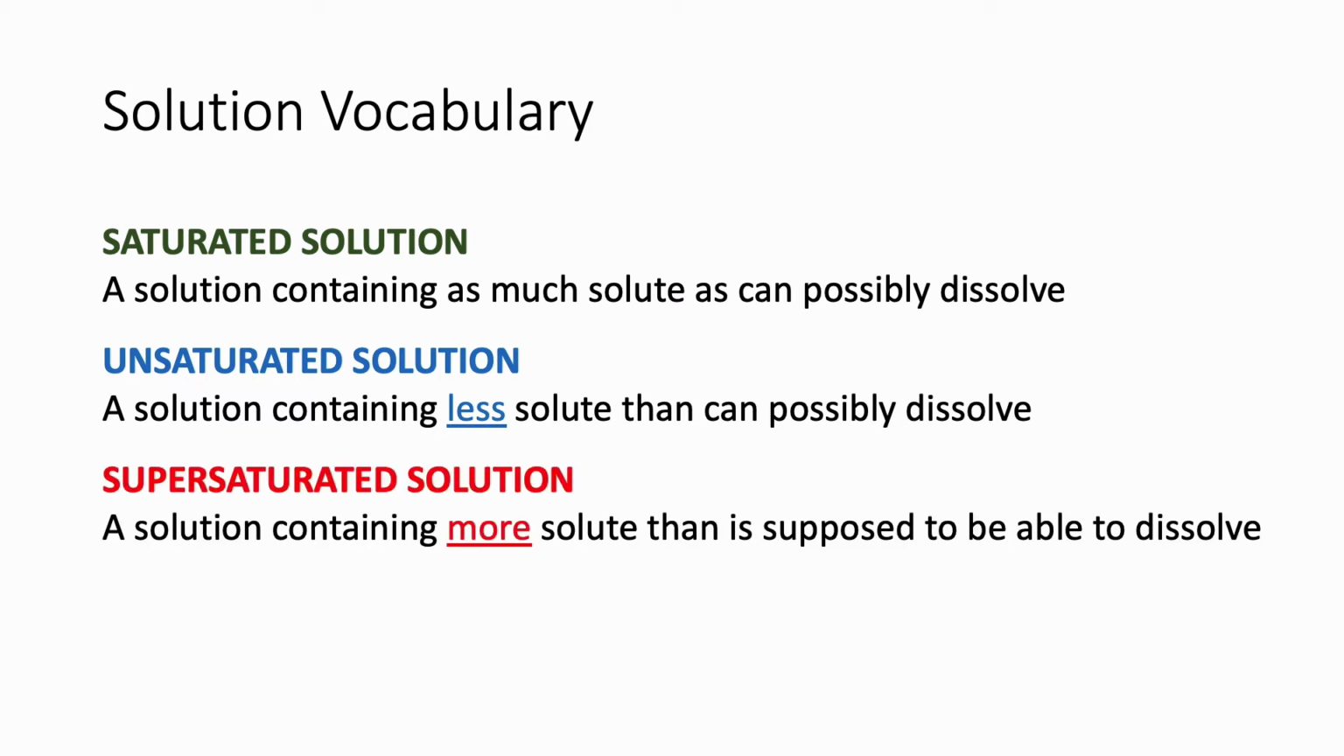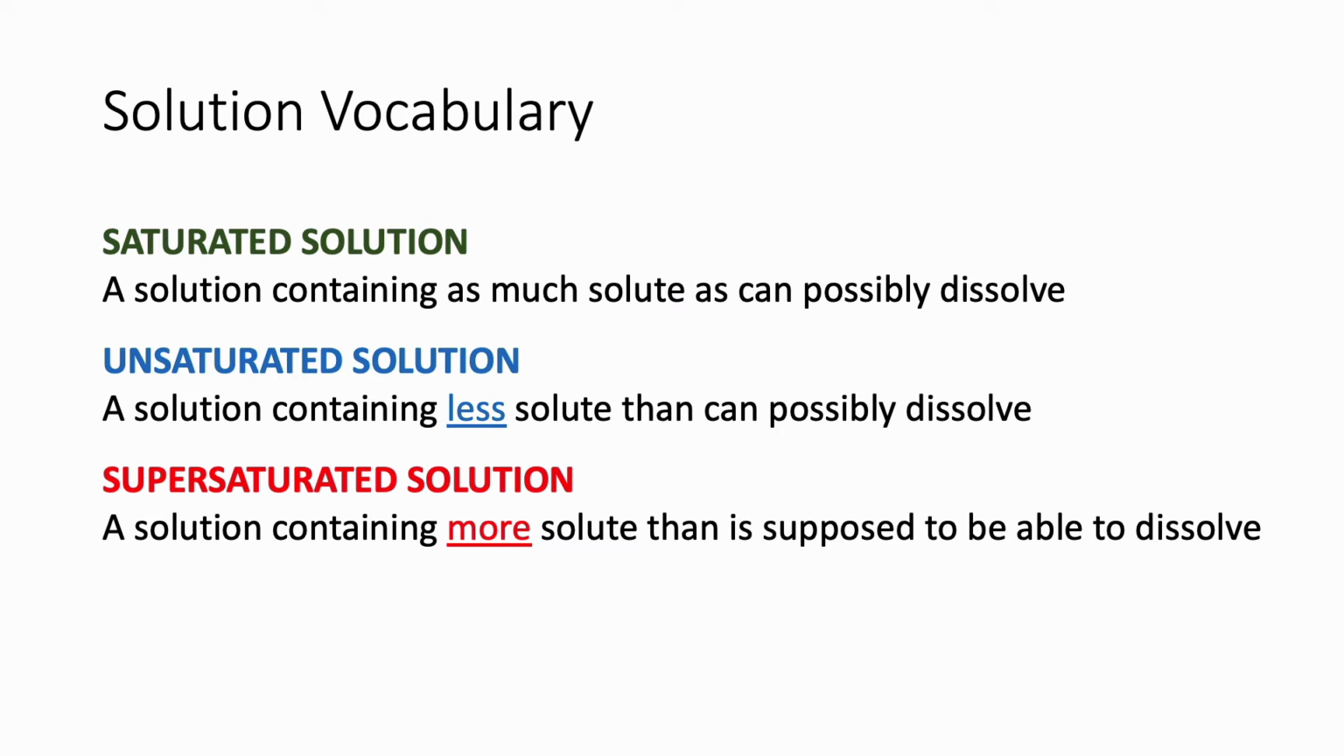Then there is a thing that is called a supersaturated solution, and that is a solution that contains more solute than you're supposed to be able to dissolve. So there is a theoretical limit, and somehow we have ended up with more than that theoretical limit. And usually this happens if you change temperatures, because our KSPs are temperature dependent. And so you can dissolve more at one temperature than another.